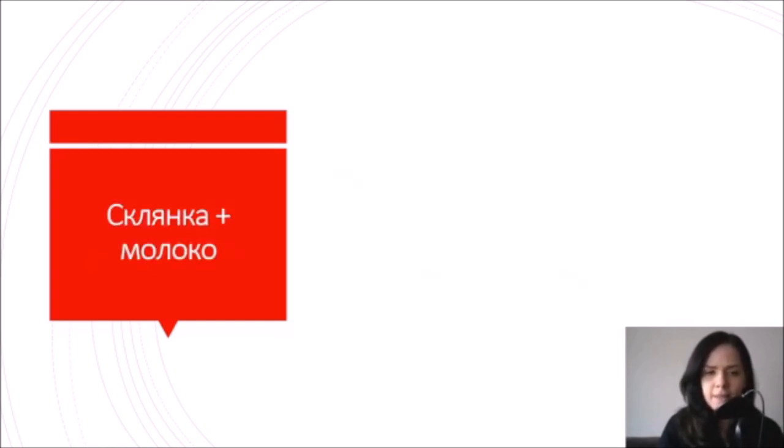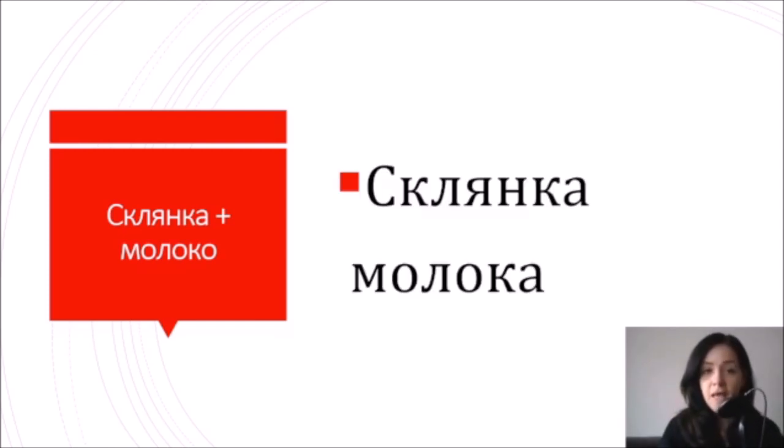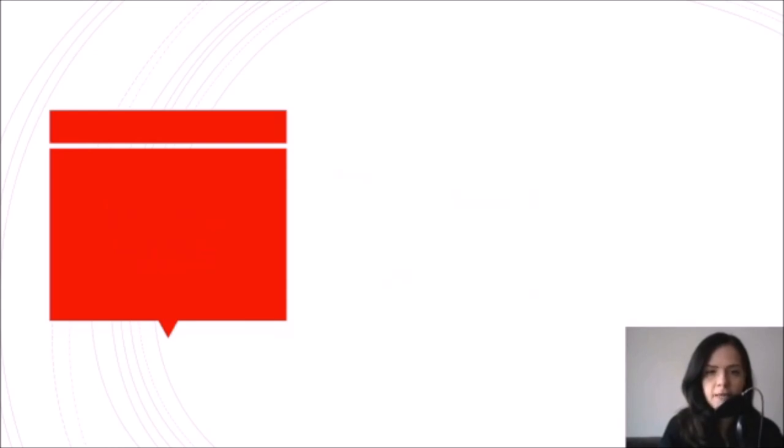Next, склянка, молоко. Склянка means glass. Молоко means milk. So to say a glass of milk, we will say склянка молока. Склянка молока. A glass of milk. Next.